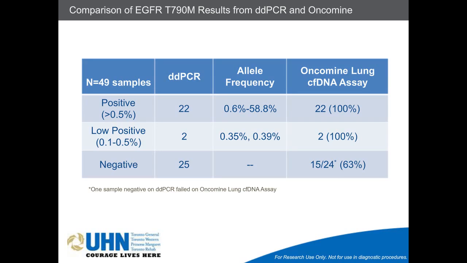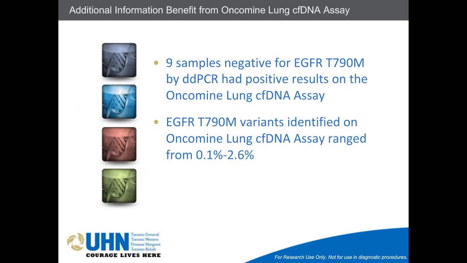And in addition, the ddPCR gave us negative results for 25, and Oncomine only gave us negative results for 15. And so this really means that we had 9 additional samples that had T790M detected on cell-free DNA by the Oncomine Lung cfDNA assay, but not by ddPCR. So these 9 samples had EGFR T790M in the range of 0.1 to 2.6%. So certainly some of these may be below what we would expect to be able to detect by ddPCR, but certainly some are in the range that we would have expected to find by ddPCR. And so again, this shows the additional benefit that we found in using the NGS approach to cfDNA.